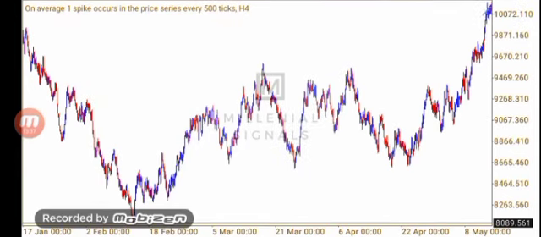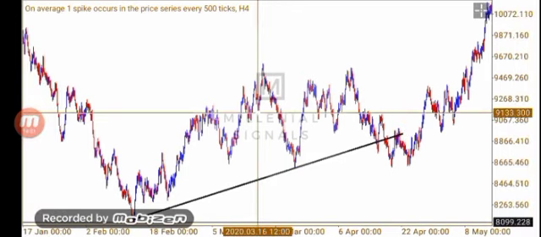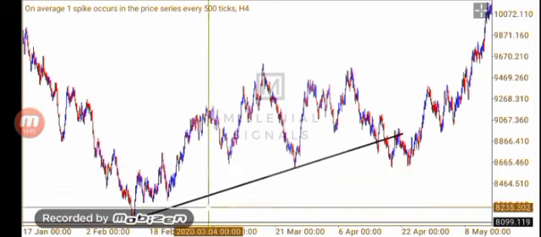So if you want to identify or define your area of support and resistance using trend lines, you need to draw from left to right like this. So again here, what do you see at this point? We touched the trend line, right? What happened? Buyers took price up.